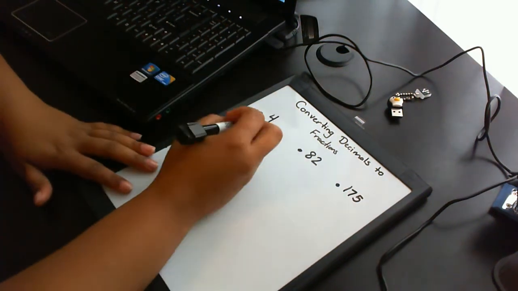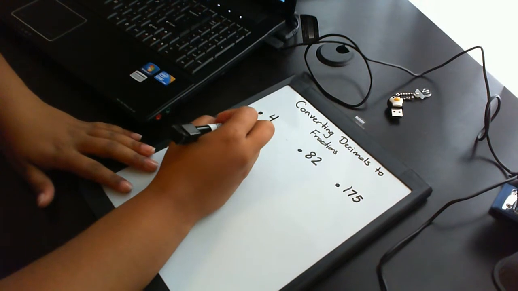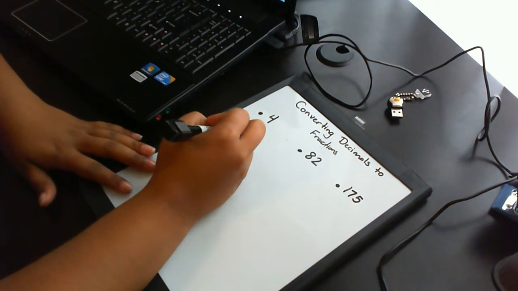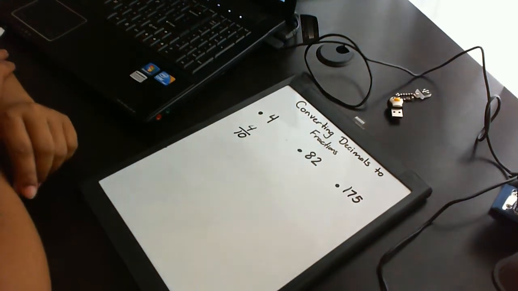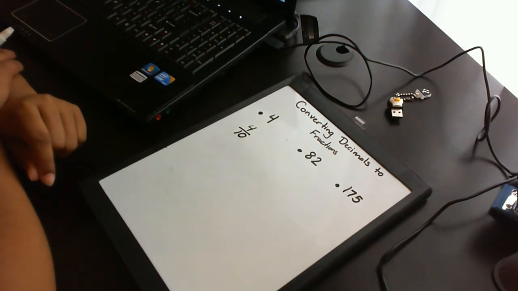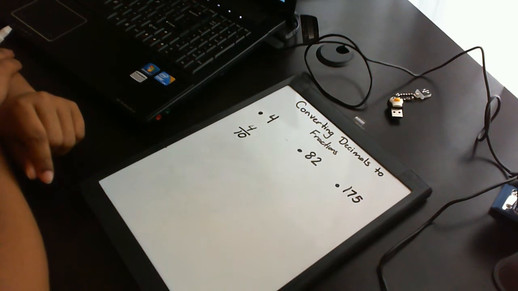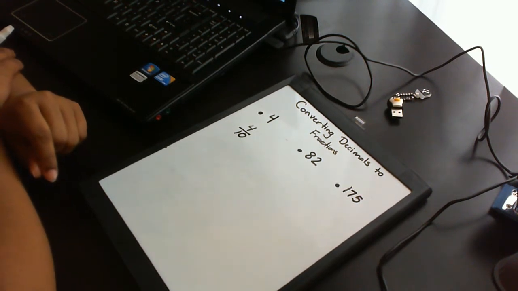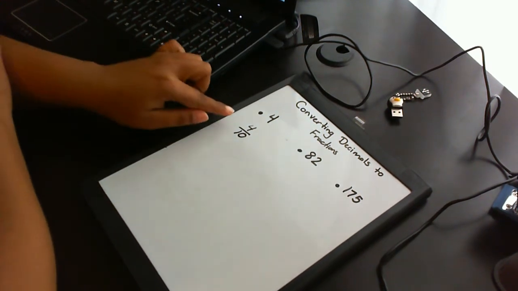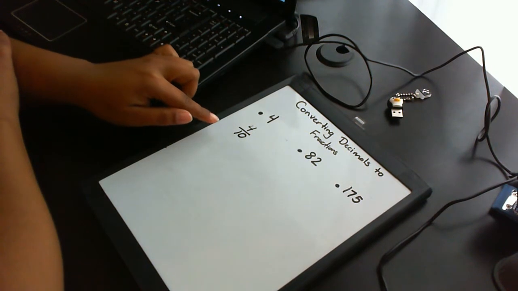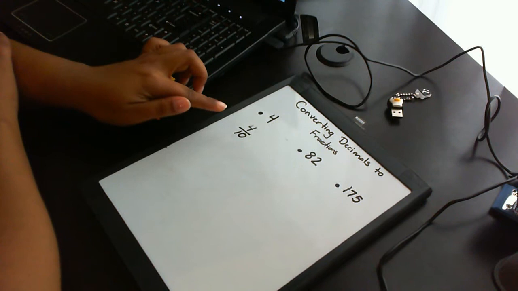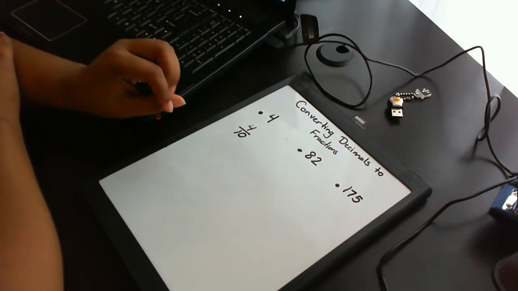So let's look at the first one, 4/10. We would write it 4/10. So from 3rd grade, you should know how to reduce fractions, but in case you don't, we're going to go over it a little bit. So for 4/10, we need to find a number that can go into each of these numbers equally.